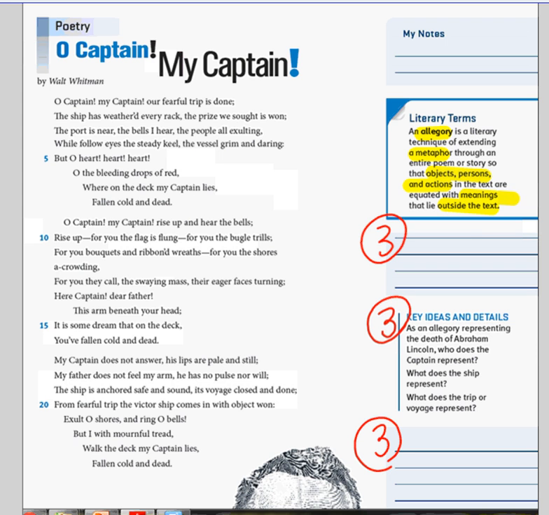Okay, so they took a trip. They won something. That's cool. That's a good positive thing. But they lost their captain. He died. That's kind of negative. So I would write that down.